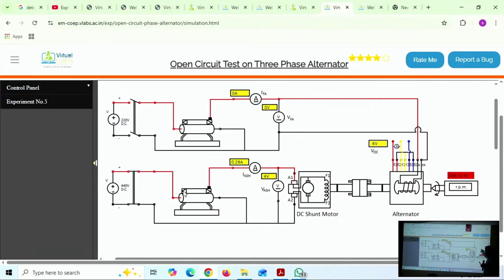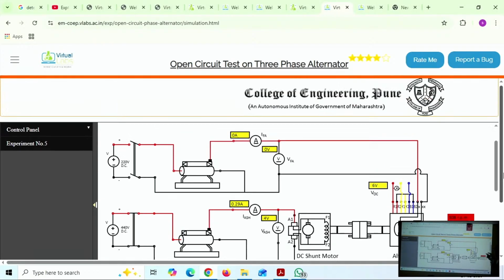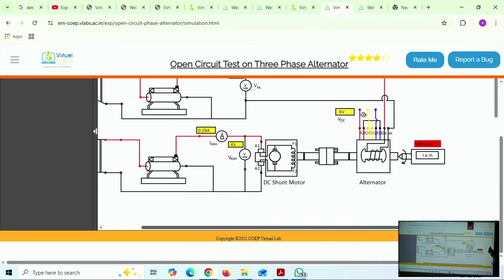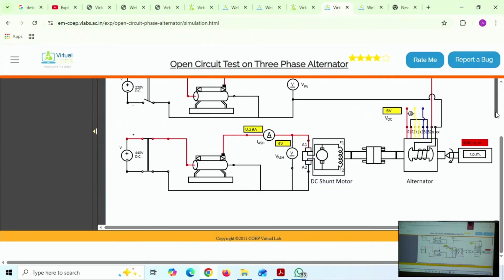Just slide this a little downwards. Downwards. Here inside. No, here, this point. Yes.